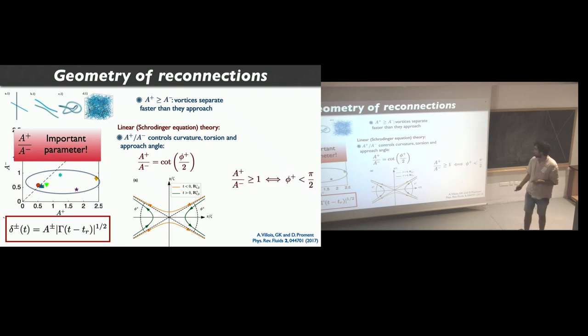And so you see, basically, if this ratio is larger than 1, which is the case of our data, it means that the post-reconnection angle should be smaller than pi over 2. Okay, this is what is going on. But the theory is completely reversible, and it can be that or can be that. I mean, there is no way of distinguishing between one or the other at this point of the linear theory.